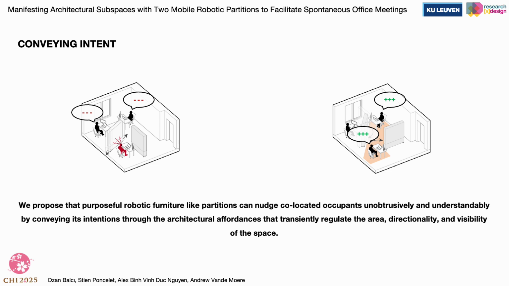Lastly, our results show that participants found an adaptation or nudging strategy more understandable when it interacted with them indirectly through the spatial affordances of the transiently manifested subspace as opposed to the direct gestural motions. Participants naturally interpreted the spatial cues of the partitions to adjust their behavior accordingly. This suggests that robotic furniture can effectively convey its intentions through architectural affordances, making spatial nudging more intuitive than the direct gestural motions. Therefore, we propose that purposeful robotic furniture like partitions can nudge collocated occupants unobtrusively and understandably by conveying its intentions through the architectural affordances that transiently regulate the area, directionality, and visibility of the space.